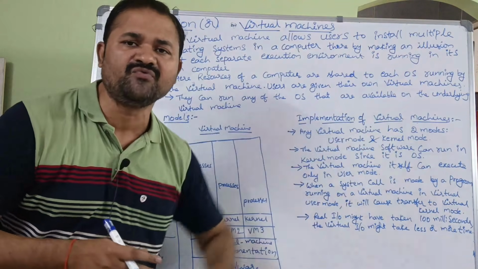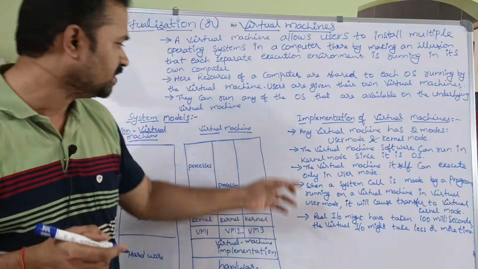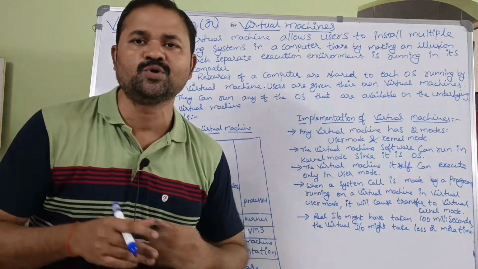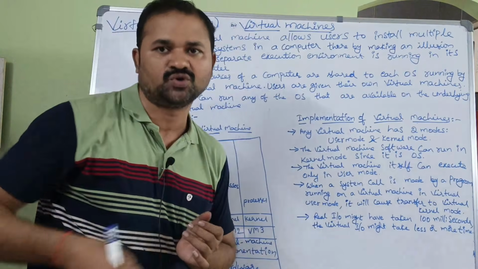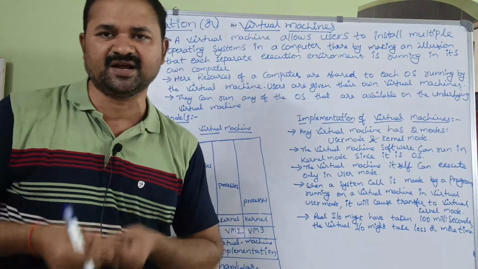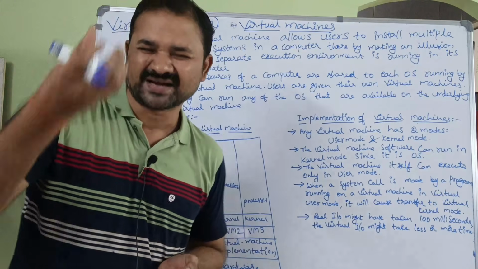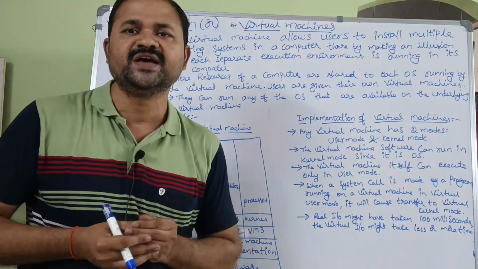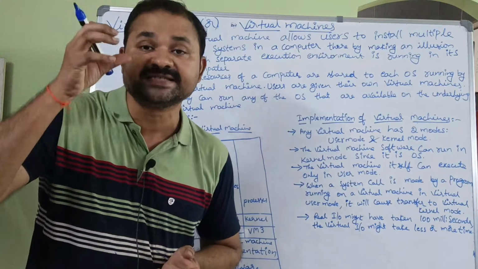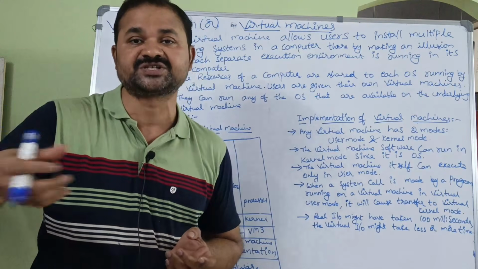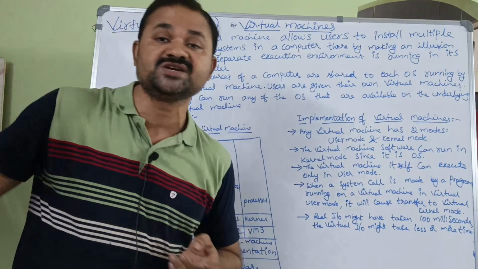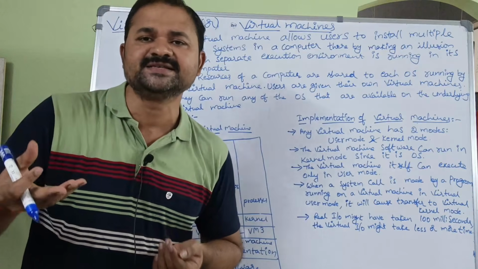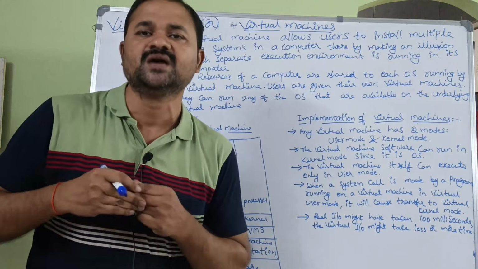Now let's see how we can implement a virtual machine. Any virtual machine has 2 modes. The first mode is user mode, the second mode is kernel mode. So user mode means the corresponding program related instructions will be executed in user mode, whereas kernel mode means operating system code, some privileged, important instructions are executed in kernel mode. So in kernel mode, mainly operating system related instructions are executed.